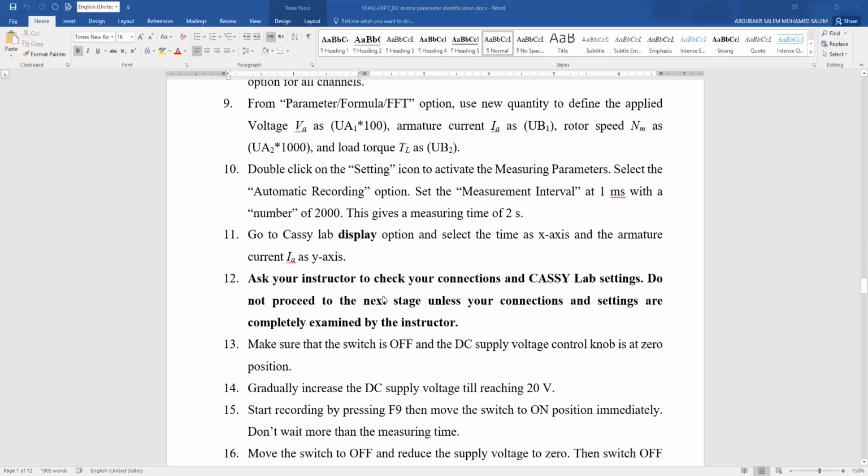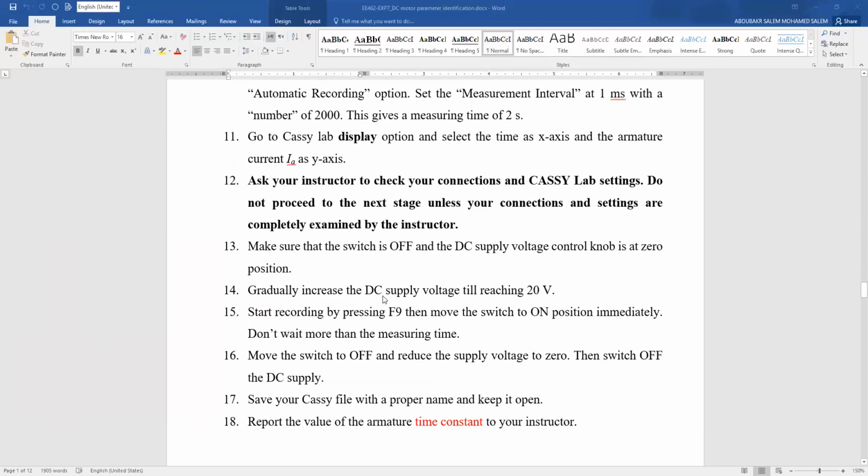After reviewing the connection, we will follow this procedure in order to get the time constant. First, make sure the switch is off and the DC supply voltage control knob is at 0. Then gradually we will increase the DC supply voltage to reach 20 volts. So this will be the applied voltage on the armature winding. Then we will start recording by pressing F9.